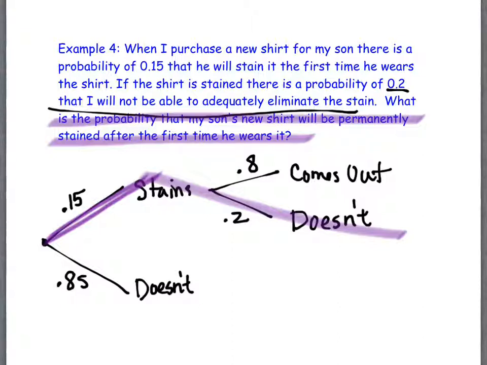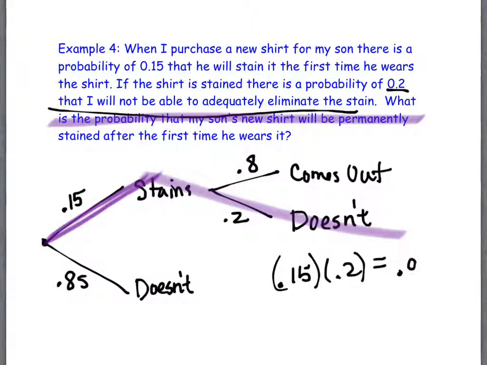So what do I do to find the probability of that branch? Multiply. So I'm going to multiply 0.15 times 0.2. And what do I get? 0.03.